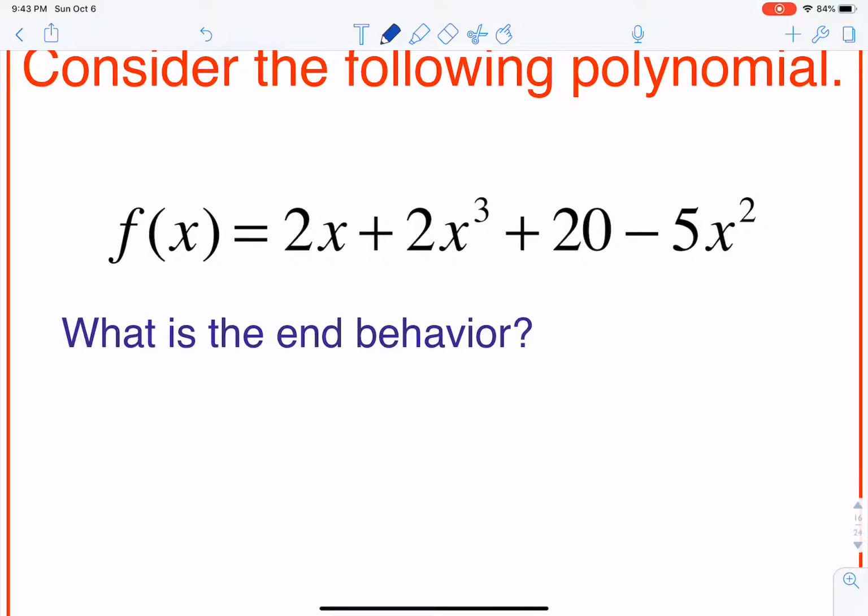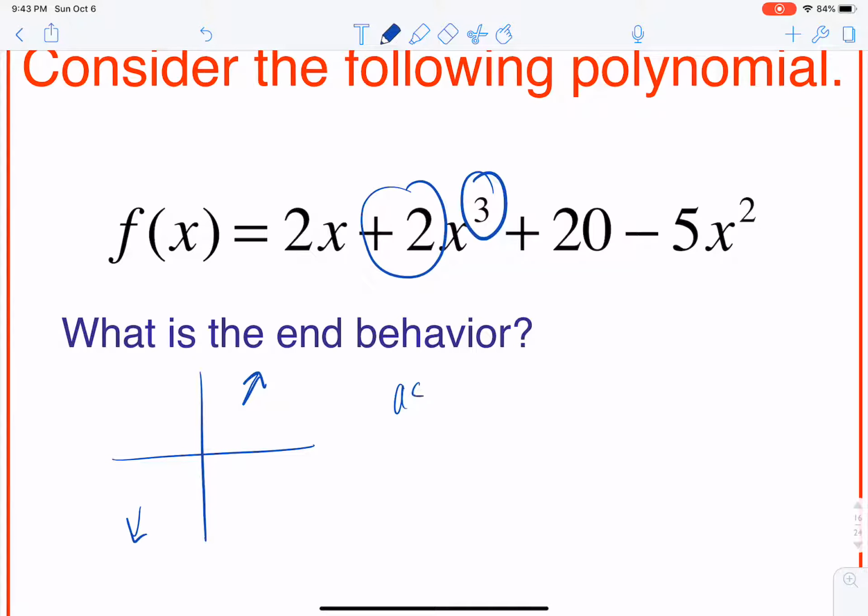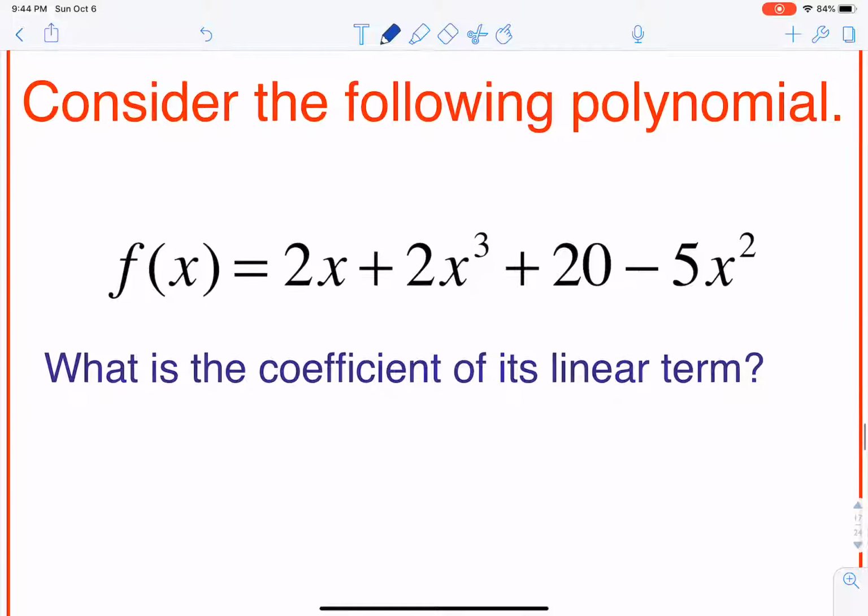What's the end behavior? Here I have a positive lead coefficient and an odd degree. So I know that this will be a function that in the very end will probably look something like this. As x approaches infinity, y approaches infinity. And as x approaches negative infinity, y approaches negative infinity.